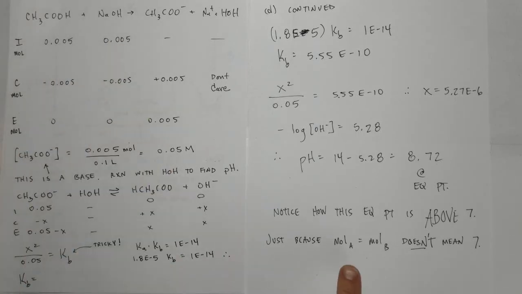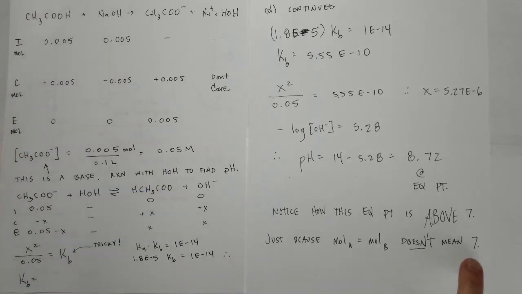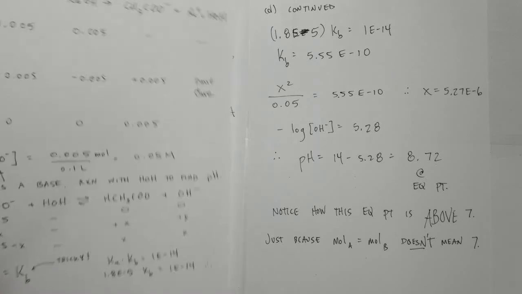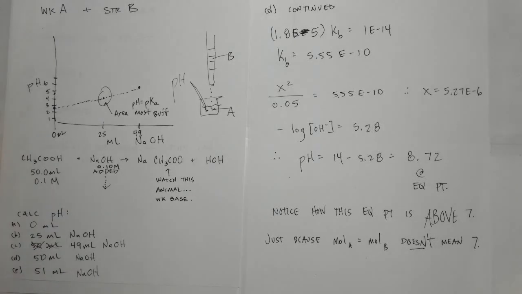Just because the moles are equal does not mean that it's neutral or a pH of 7. It means that you have equal moles, but not necessarily a neutralized solution. I'm going to move this paper. I'll keep this one up, and we'll do the graph.